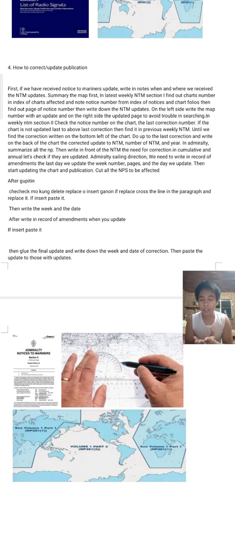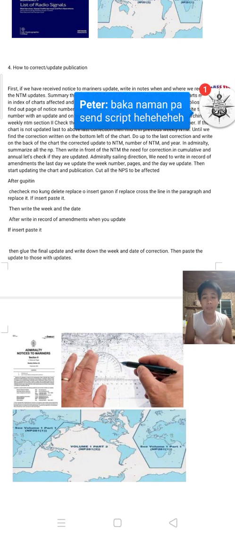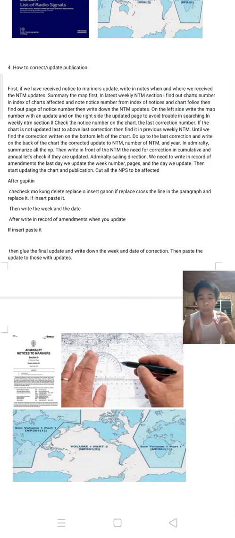Now, for my fourth and last explanation on my semi-final project, this is how to correct and update publications. First off, we have to receive the Notice to Mariners update. Write in notes when and where we receive the NTM updates. Summarize the maps first in the latest weekly NTM section.